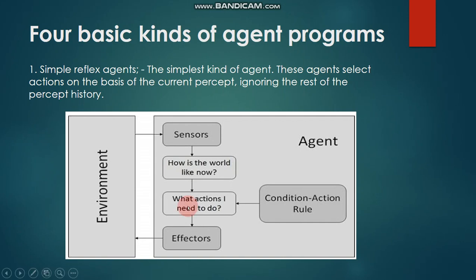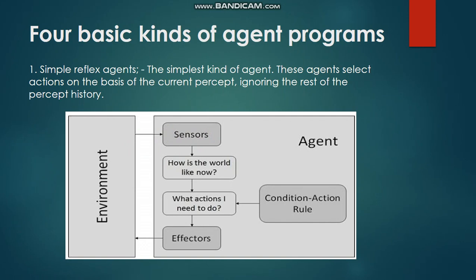The picture will be representing those things. This is what happens inside the agent, and this is the real world, which is called the environment. The agent will sense things through the sensor. It will get a percept through the sensor, and from the output of the sensor, the question is: how is the world like now? It will get an answer on how the world looks like from the sensors. And then how it has to react.